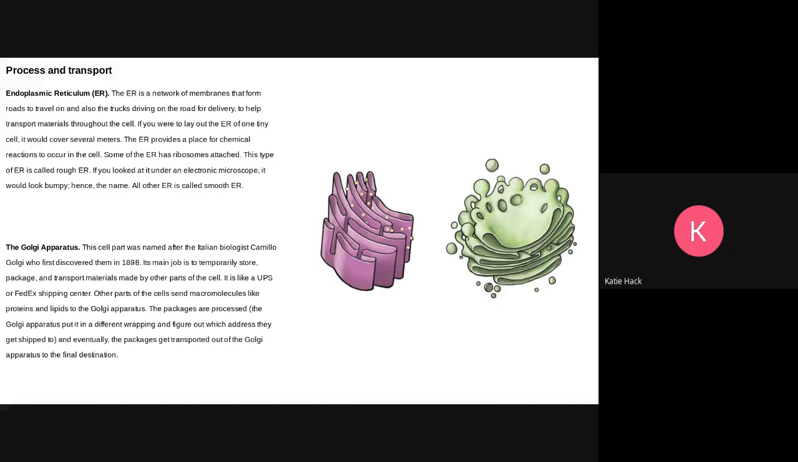Okay, so the ER is the endoplasmic reticulum. The ER is a network of membranes that form roads to travel on, and also the trucks driving on the road for delivery to help transport material through the cell. If you were to lay out the ER of one tiny cell, it would cover several meters if you were to stretch it all the way out.